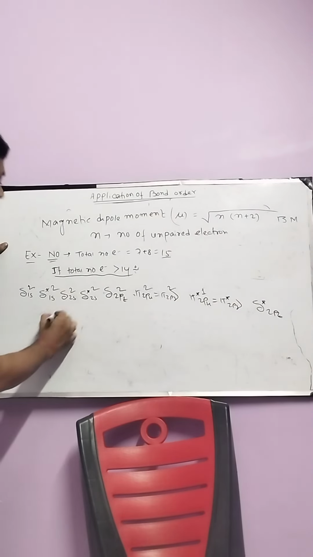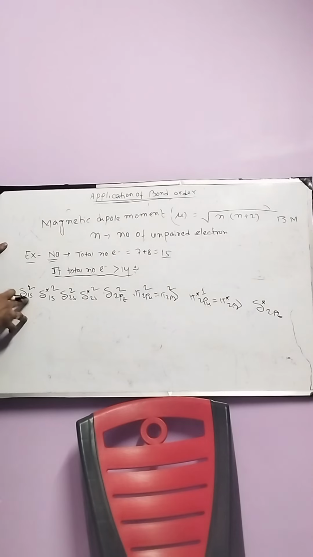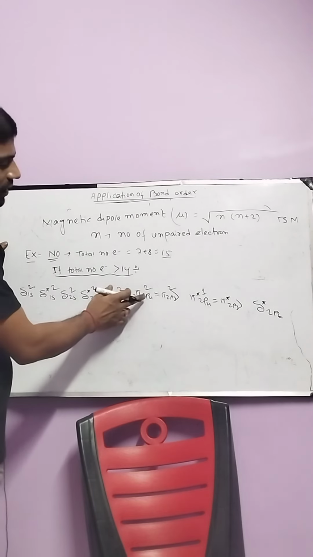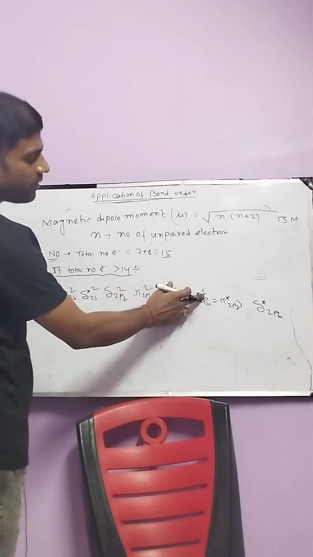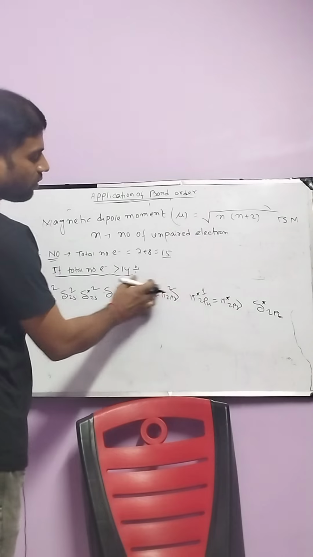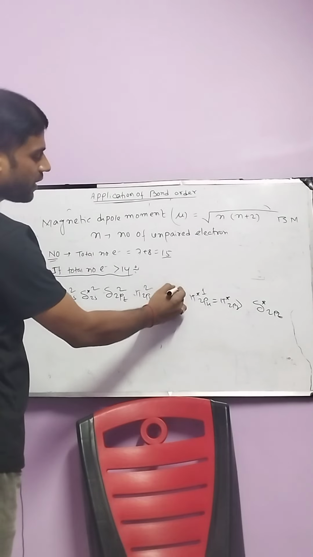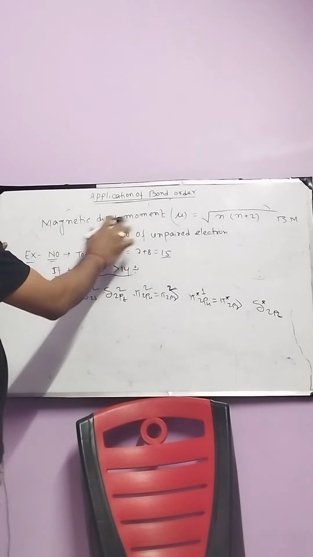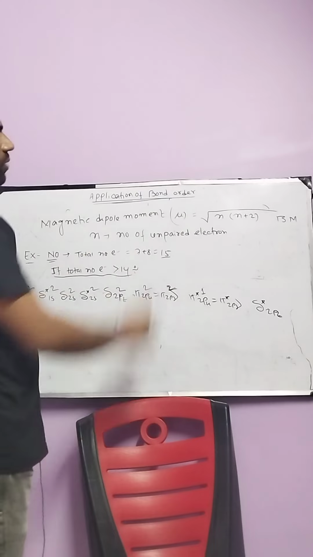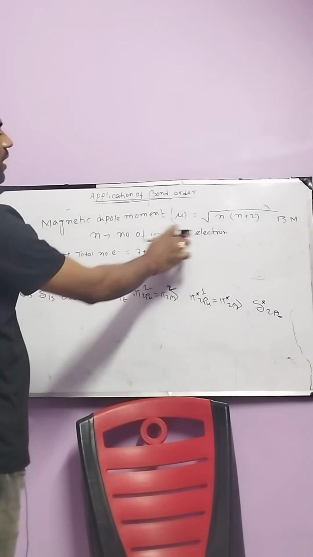So, number of unpaired electrons. Each molecular orbital contains paired electrons, 2 paired, but unpaired electron means 1. This is the unpaired electron; the remaining are all paired electrons. The magnetic dipole moment formula is mu equal to root over n into n plus 2, where n is the number of unpaired electrons.